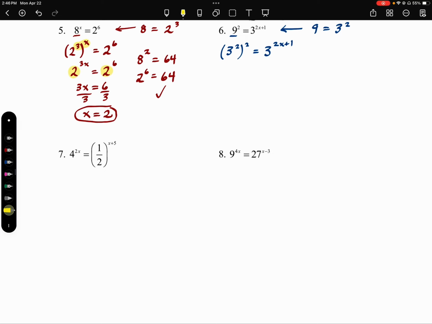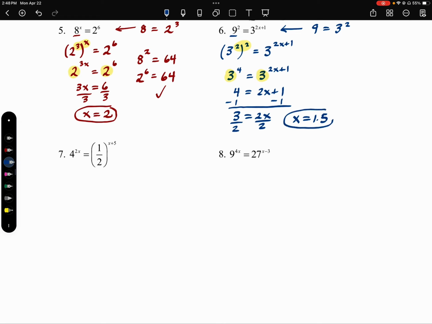Again, we're going to use our exponent properties. 3 squared is like saying 3 to the power of 2 times 2, which is 3 to the 4th power. And since we now have the same bases, we'll go ahead and set our exponents equal to each other and solve it. So 4 is equal to 2x plus 1. Subtract 1 from each side. We get 3 is equal to 2x. So when we divide by 2, we get x equals 3 halves, or you could say x is equal to 1.5 if you're more comfortable with the decimal value. That's totally fine.